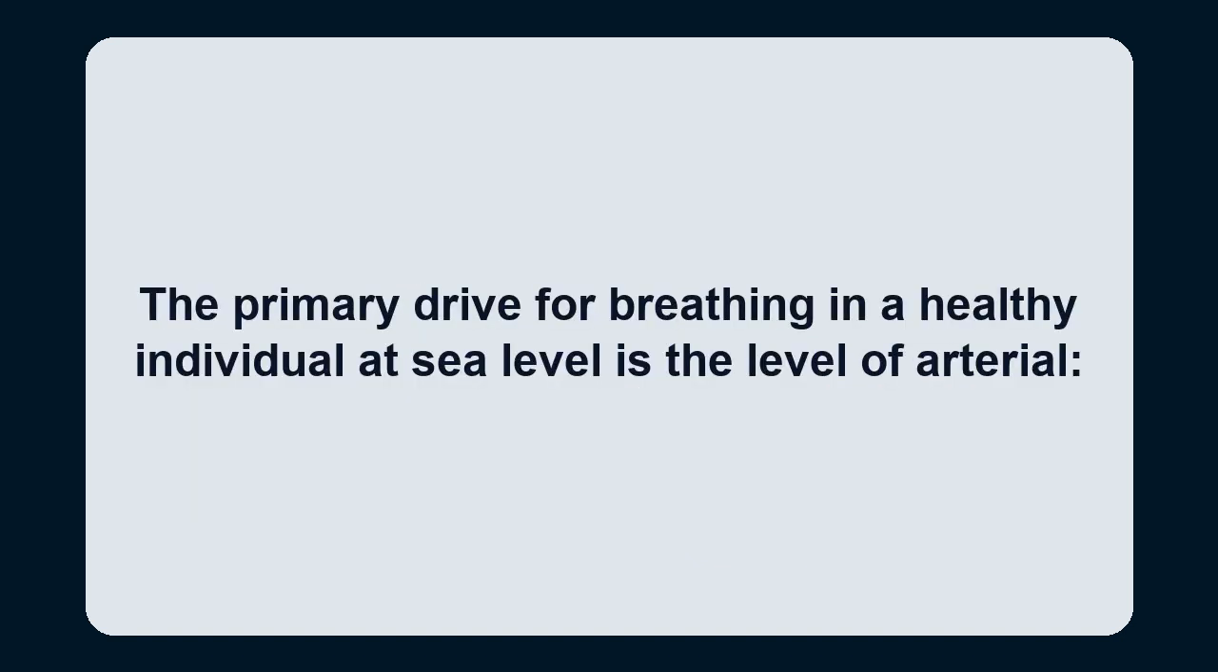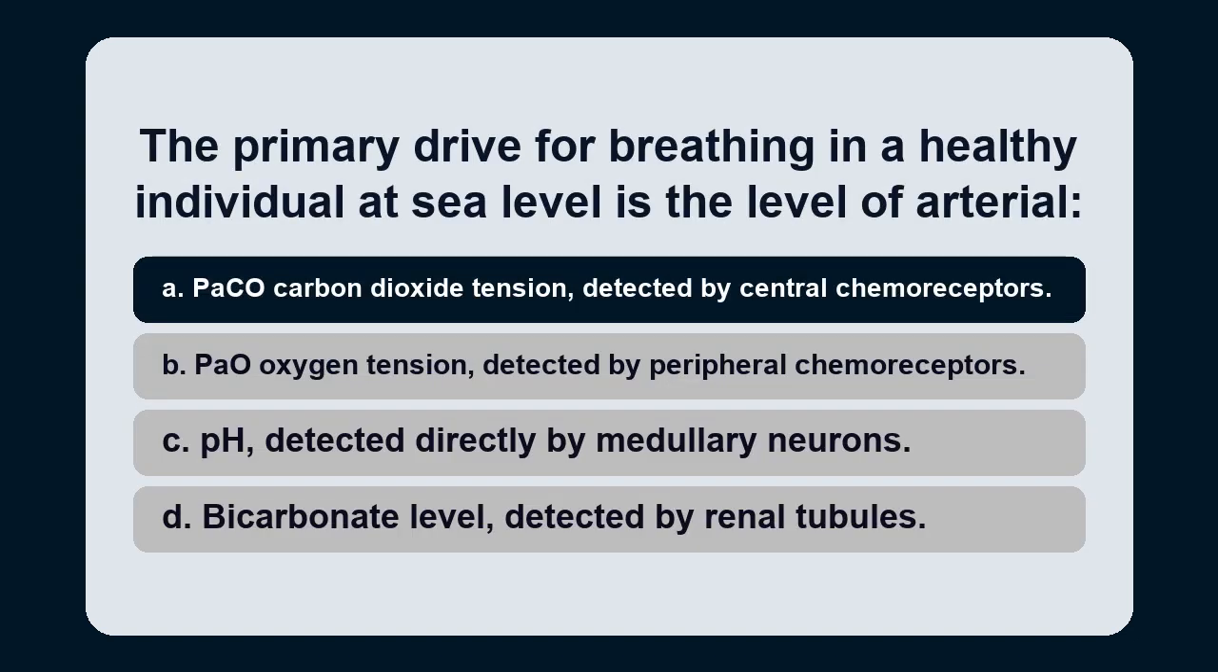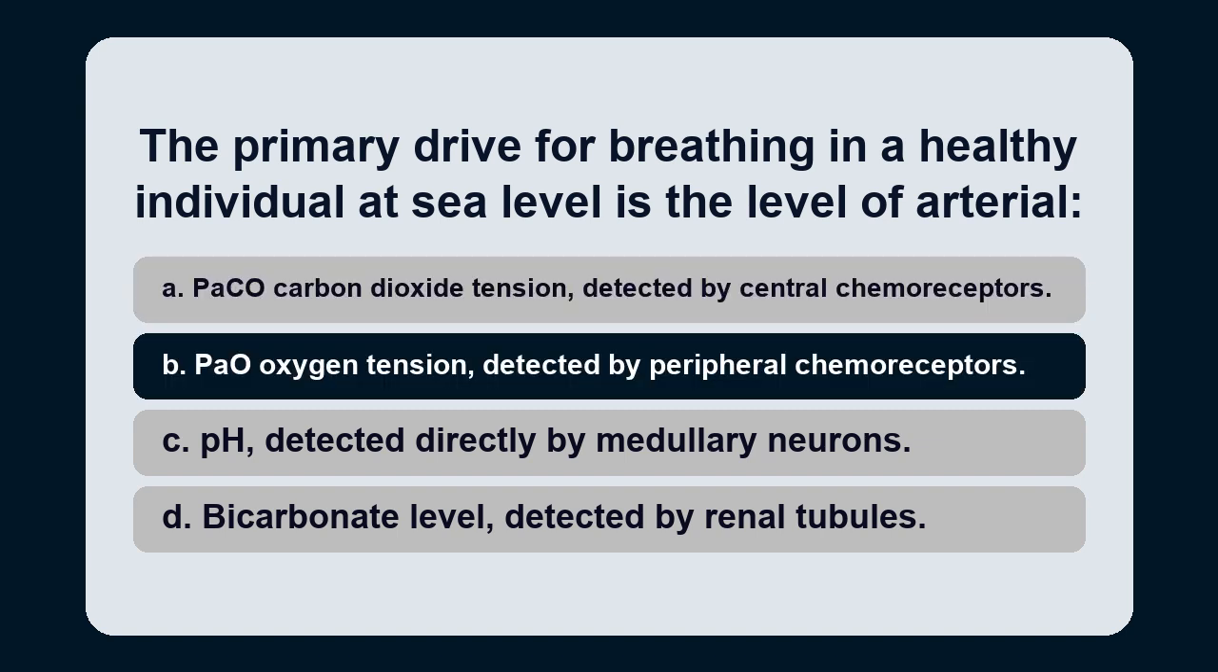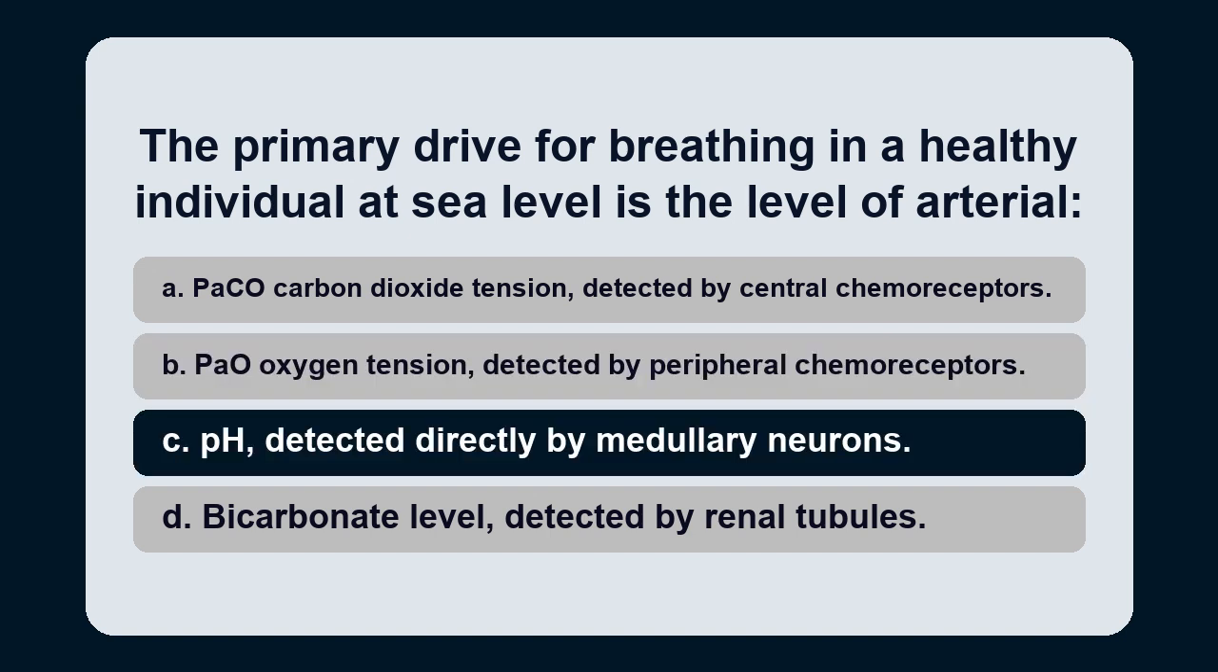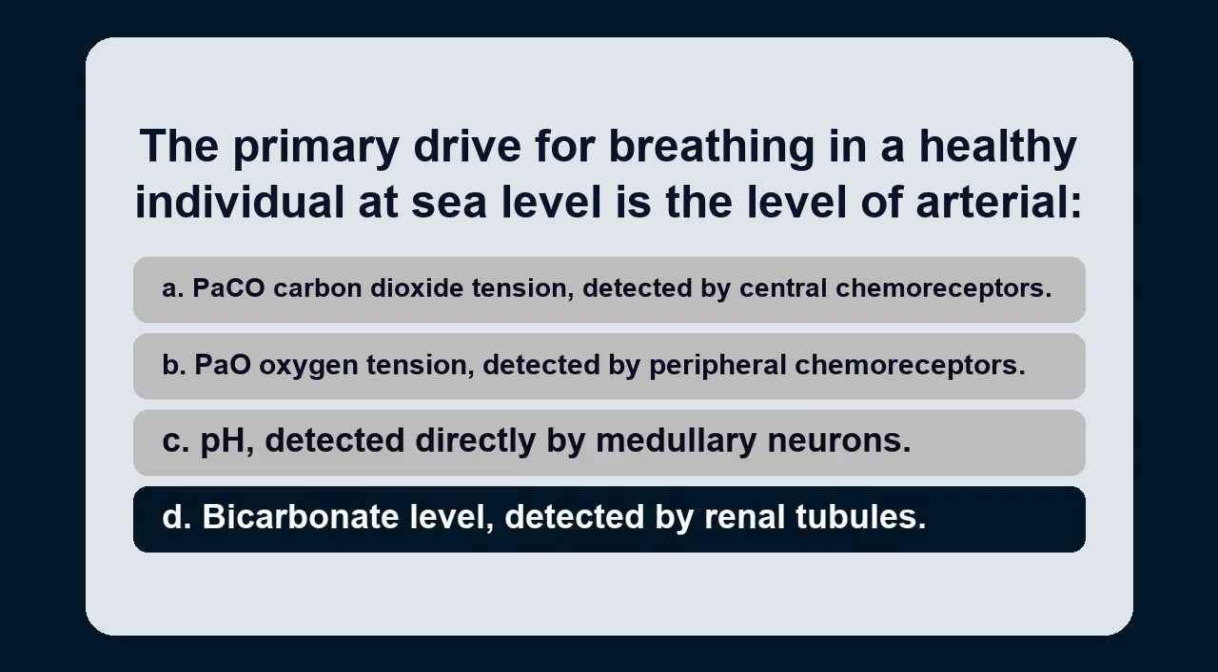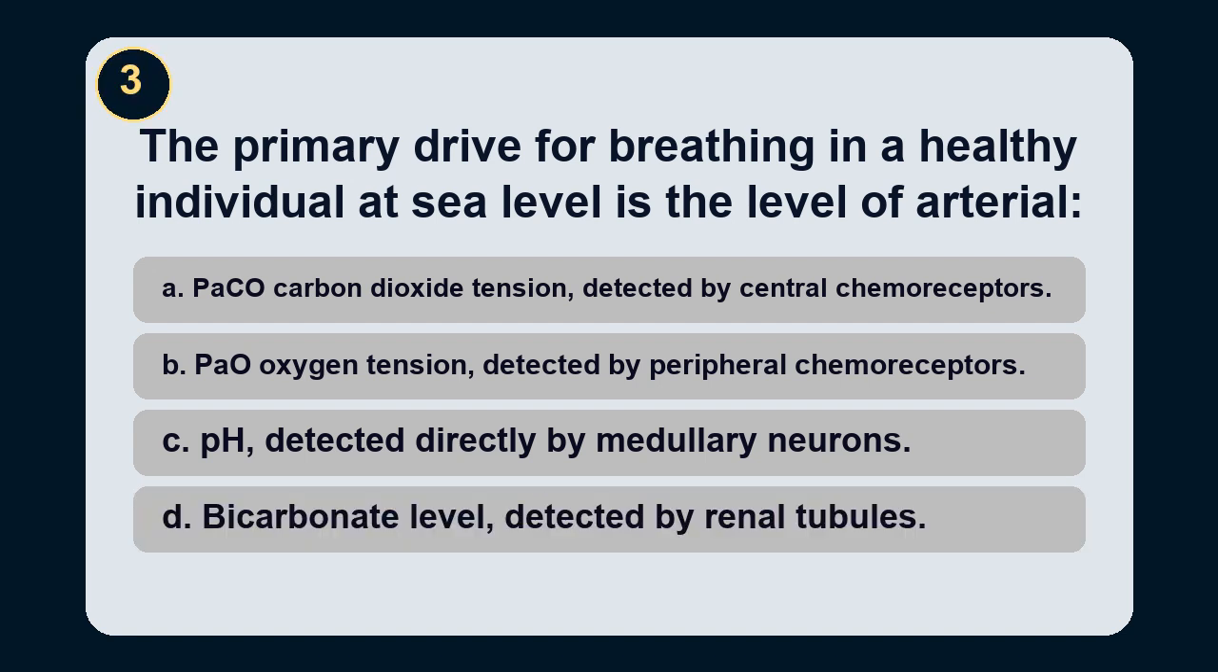Question 5. The primary drive for breathing in a healthy individual at sea level is the level of arterial. Option A, PaCO2, carbon dioxide tension, detected by central chemoreceptors. Option B, PaO2, oxygen tension, detected by peripheral chemoreceptors. Option C, pH, detected directly by medullary neurons. Option D, bicarbonate level, detected by renal tubules.